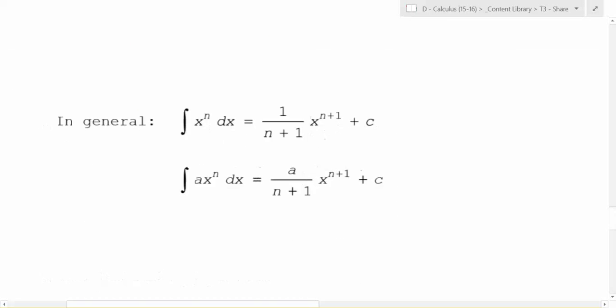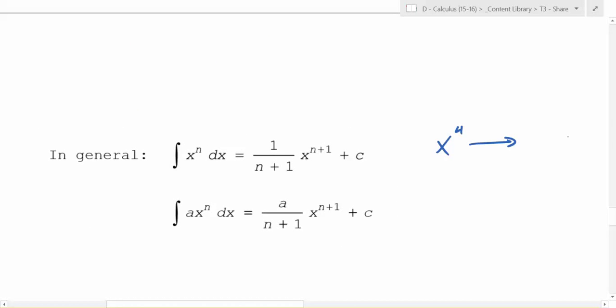Okay, so let's take a look at this. What the heck? You know it's going to be x to the what power?